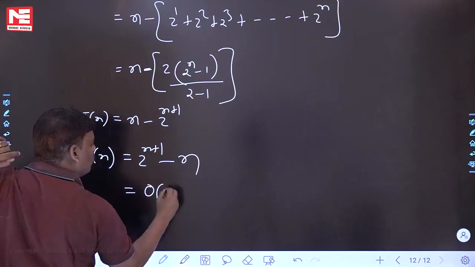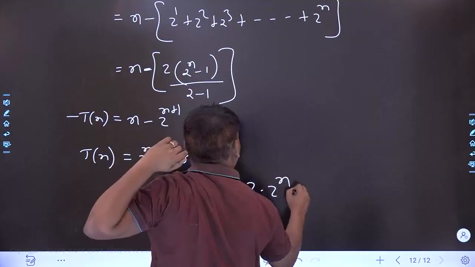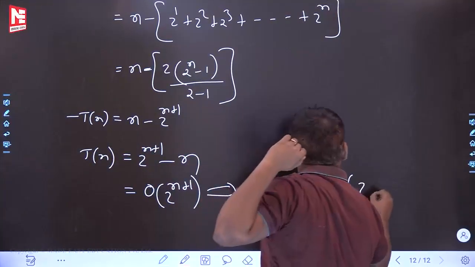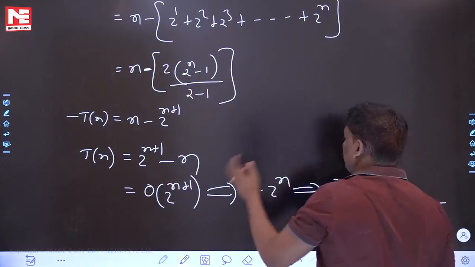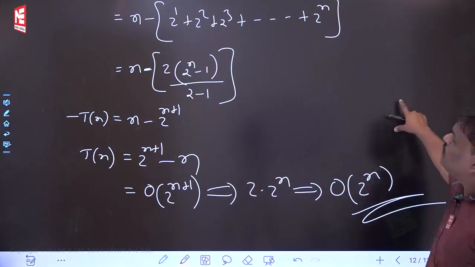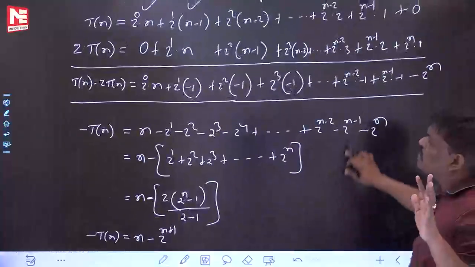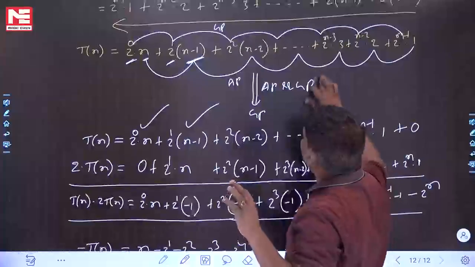It will become Big O of 2 power n plus 1, which will go to 2 into 2 power n, which will go to Big O of 2 power n. If you want, you can write theta also, because left side, right side, same answer. 2 into 2 power n. The purpose of this problem is, if the final answer is 2 power n, it's okay. The purpose of this problem is how to solve AP-GP series.